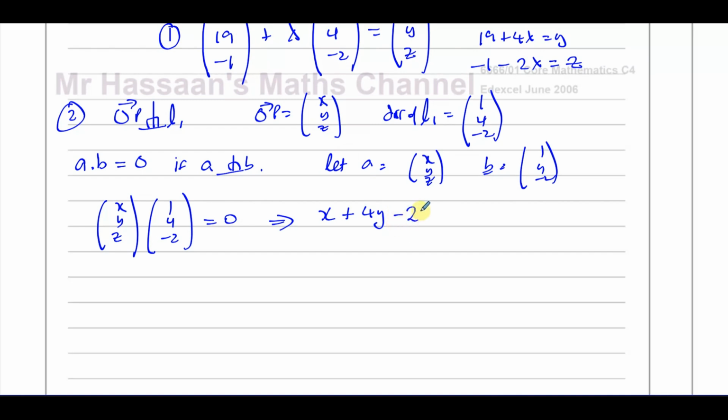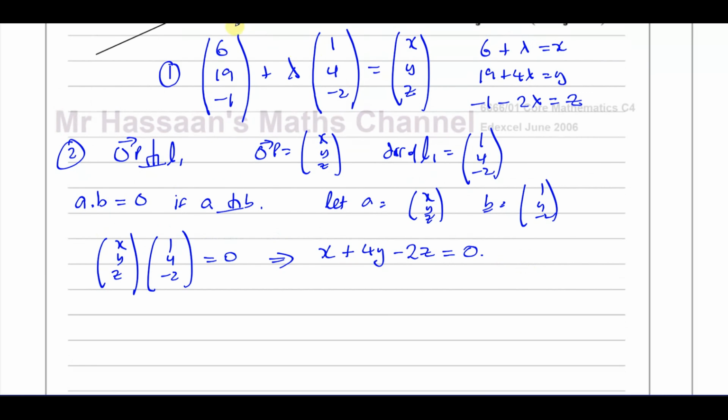Minus 2z is equal to 0. Always put a line through your z, otherwise you get confused with 2 sometimes. So now I can use these 3 equations, and I can use these.